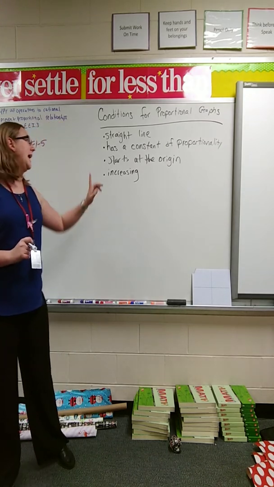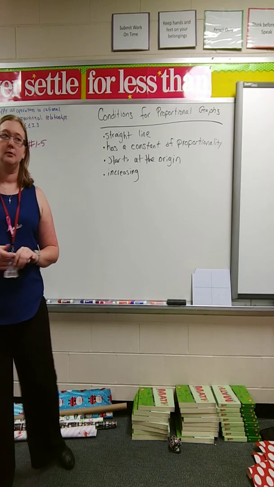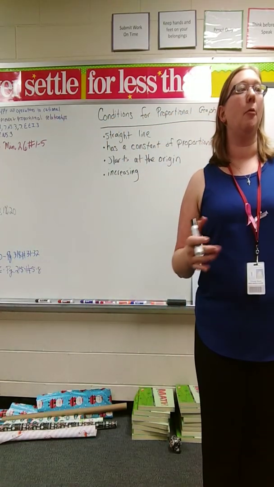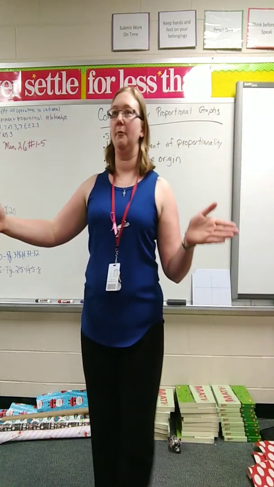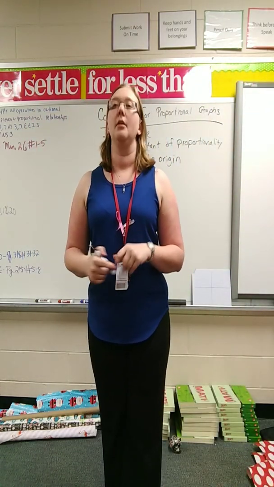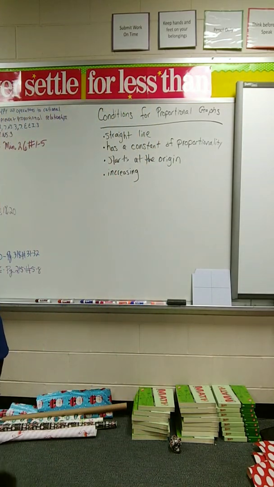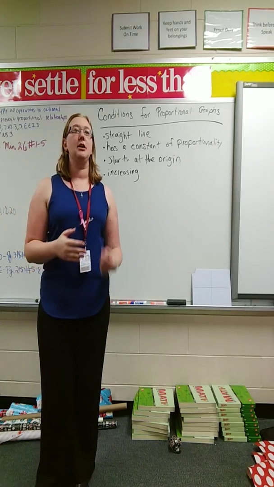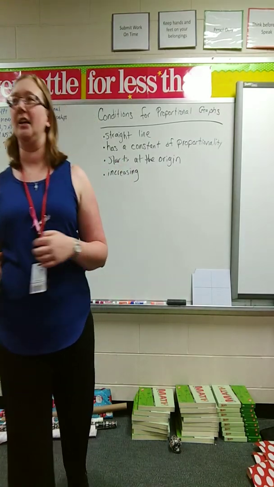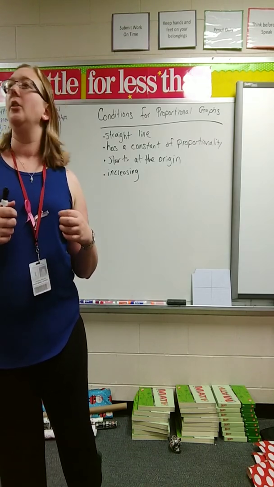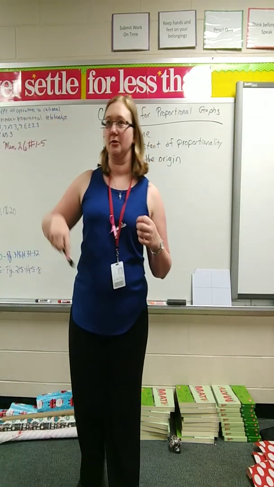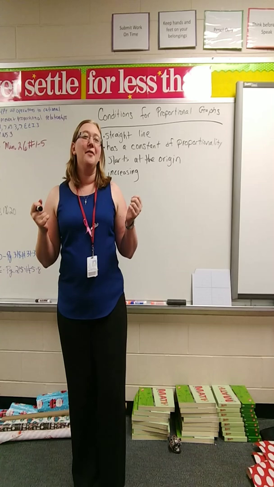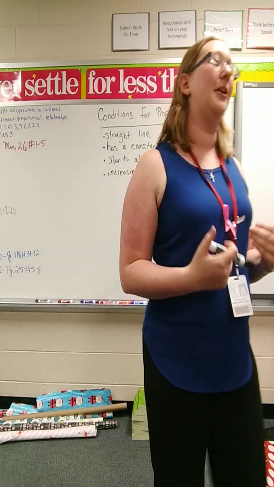Alright? The third thing, it has to start at the origin. For things to be proportional, that means that if we buy 6 of something, then we pay X amount. Right? If we start somewhere up on that y-axis, that means that we are paying for something, but we're not getting anything. Do we want to do that? No. If you don't believe me, go check the Verizon commercials, okay? So it has to go through the origin for it to be proportional.